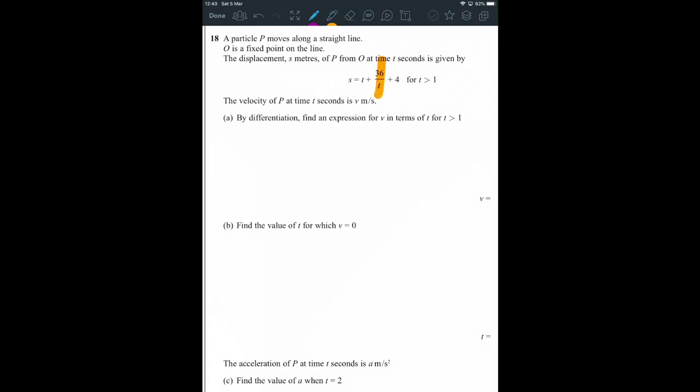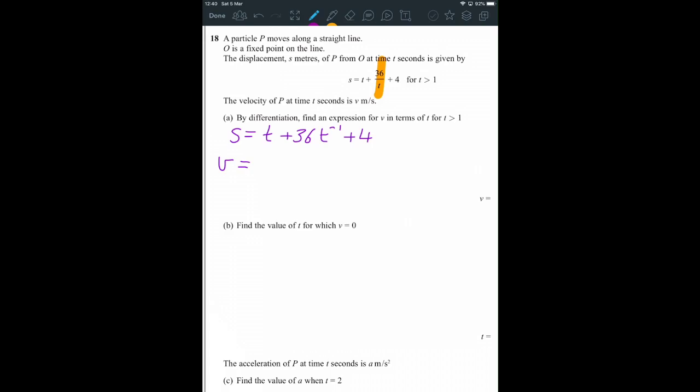We can't differentiate it unless it's a power of t. So you first have to rewrite that term. 1 over t is the same as t to the power of minus 1. So we've rewritten that, and now we can differentiate it.